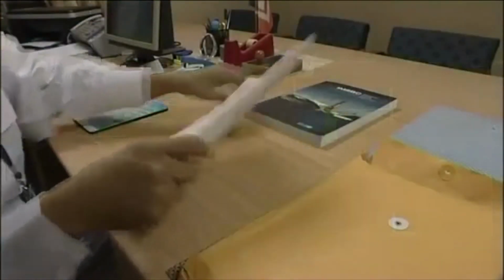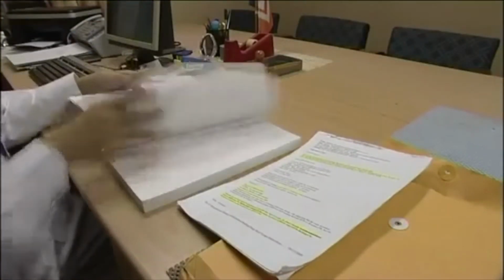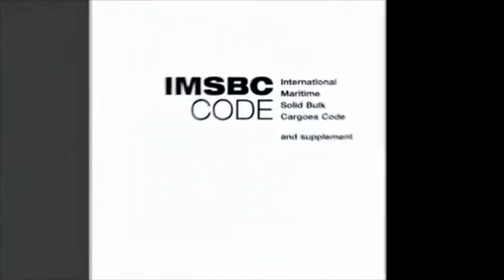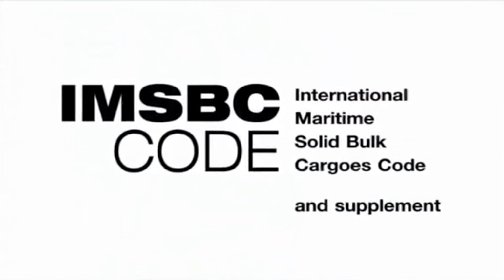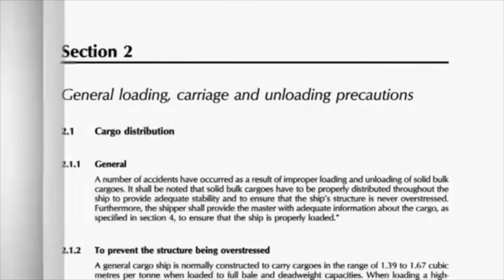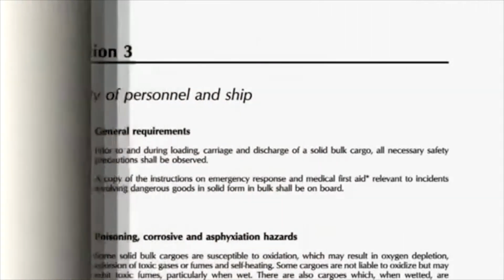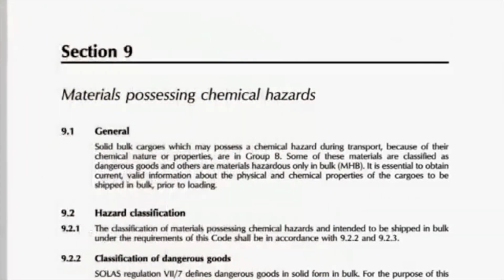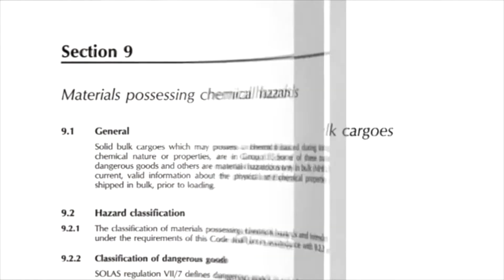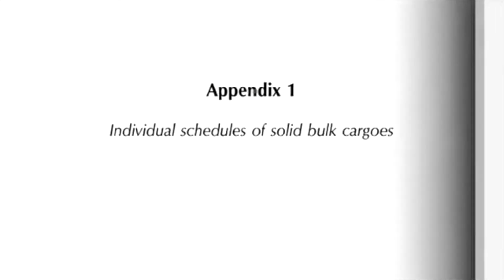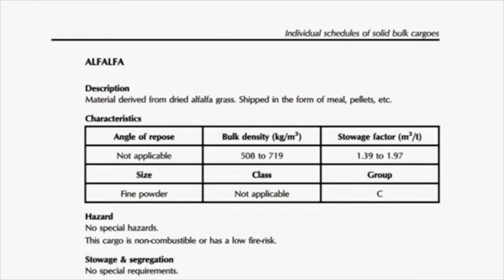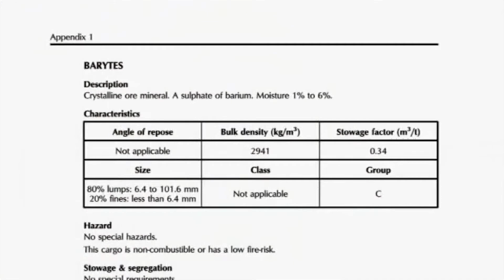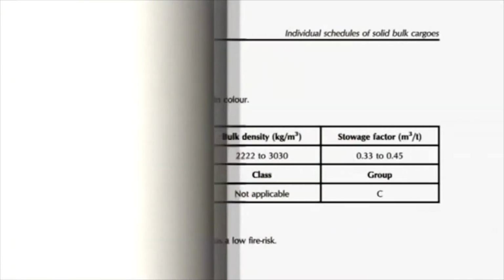There are also mandatory regulations and guidance in the form of 2 codebooks, which must be aboard every bulk carrier. The International Maritime Solid Bulk Cargoes Code, the IMSBC Code, is designed to help ships' crew identify and correctly handle certain cargoes that could present a hazard, such as liquefaction or chemical reaction. The individual schedules not only describe the particular characteristics of these cargoes, they also provide general reference information relating to bulk densities, stowage factors, and trimming procedures.